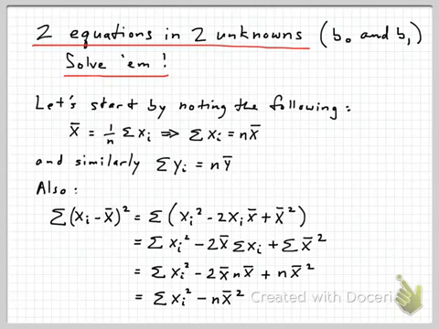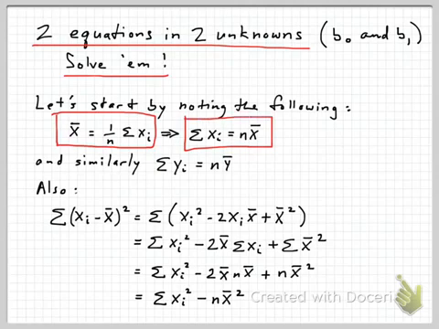Now, to make things a little bit simpler as we go along, I'm going to note a couple of things from the start. These are just little first steps. First of all, recall the definition of the sample mean, x bar, right? You add up all the x's and divide by n, and we can solve that to get that the sum of xi is equal to n times x bar. That's going to be useful in a minute. And by the same token, the sum of yi is always equal to n times y bar.